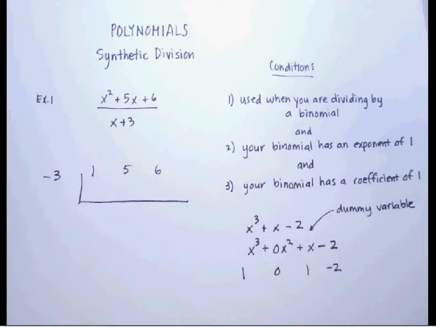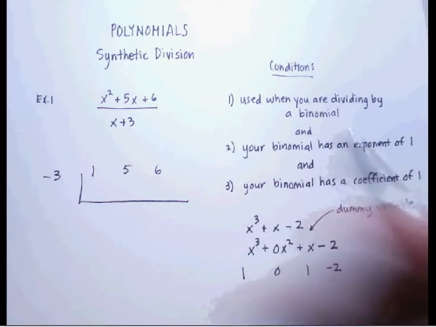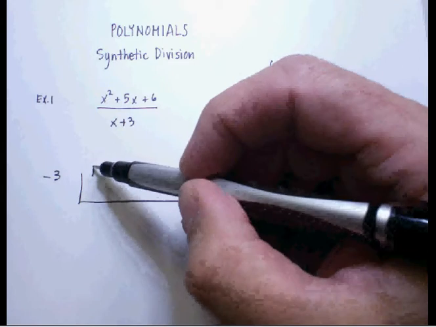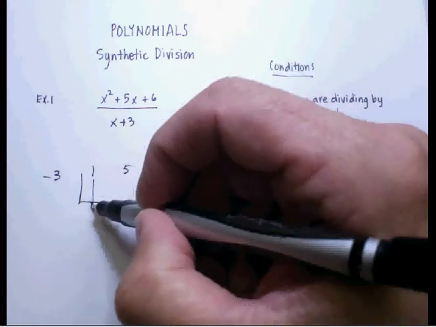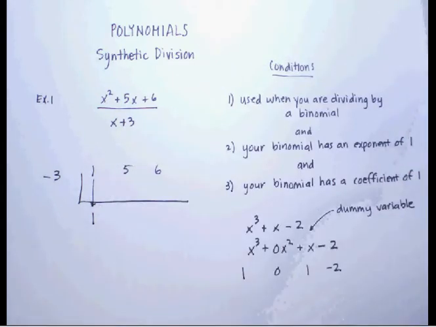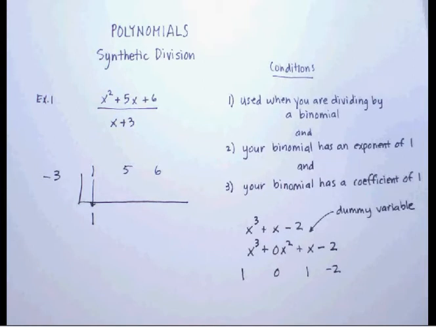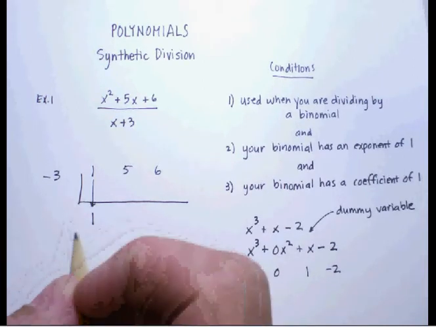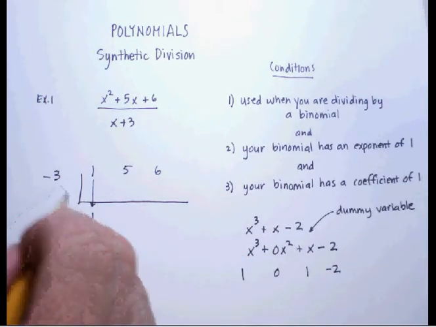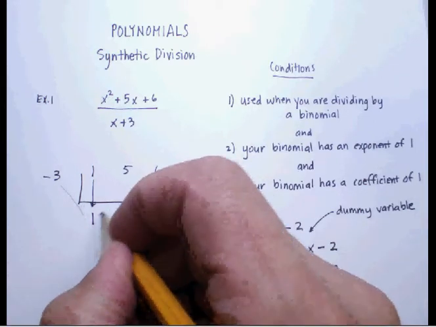The first number you bring down. And now it's just a series of multiplications. Let me say it again. This is just a series of multiplications and additions. You take the negative 3 times the 1, and you'll get negative 3. And you bounce it up and put it right in there. So you go negative 3.